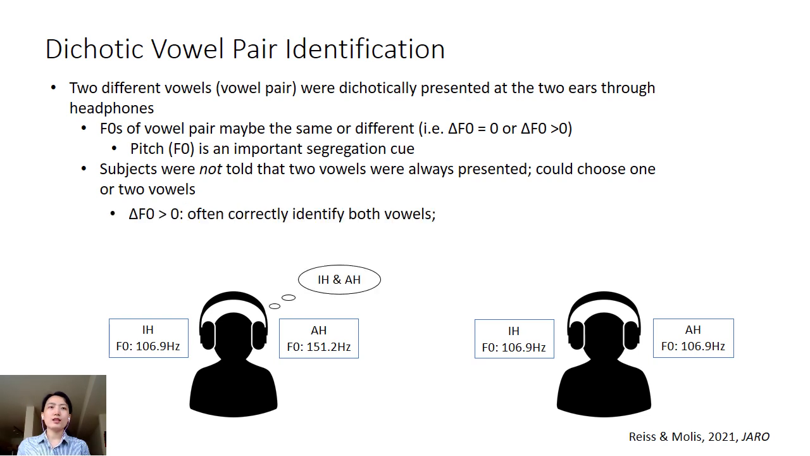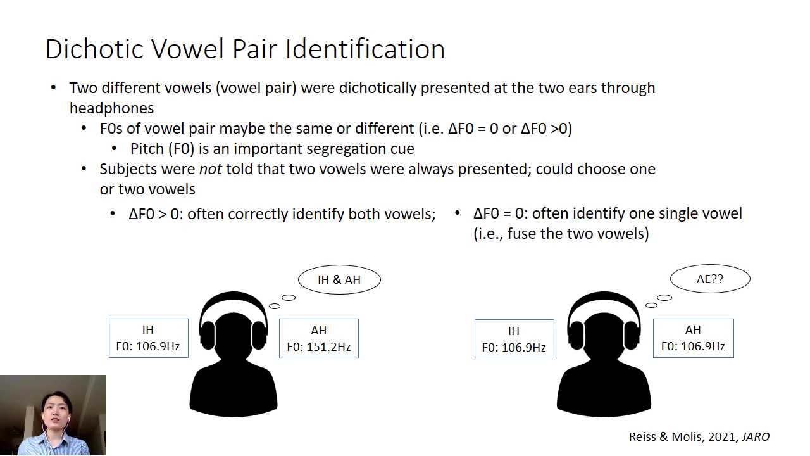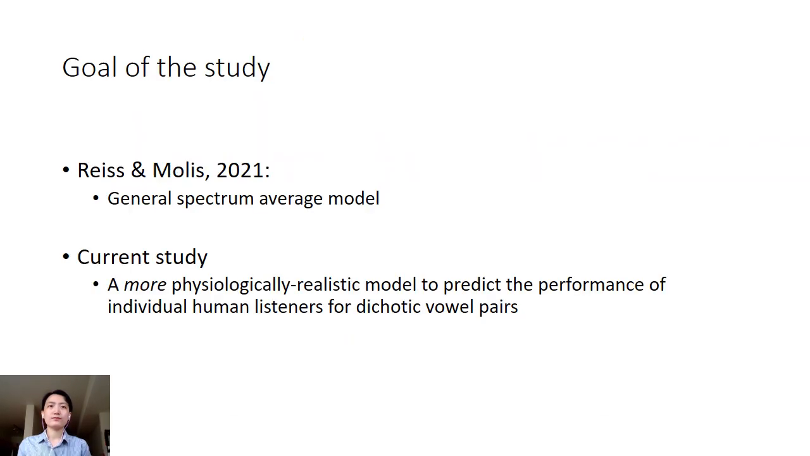The study found that when the fundamental frequencies are different, the subjects usually correctly identify both vowels. But when the fundamental frequencies are the same, the subject usually identifies only one vowel. That is, the subject fuses the two vowels. And sometimes the fused vowel was not one of the vowels presented.